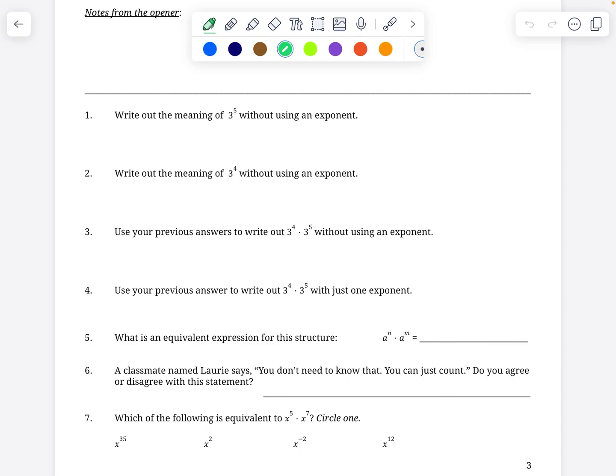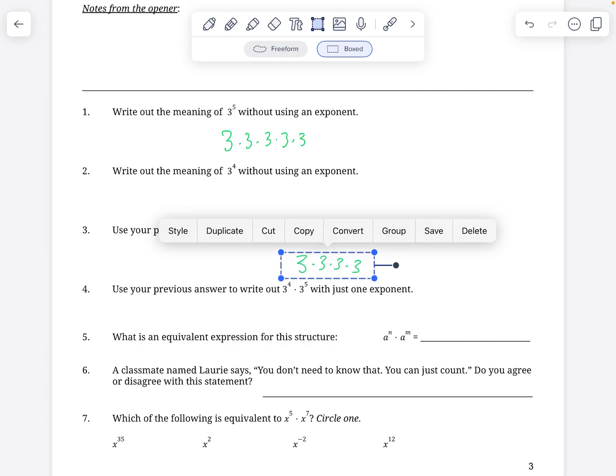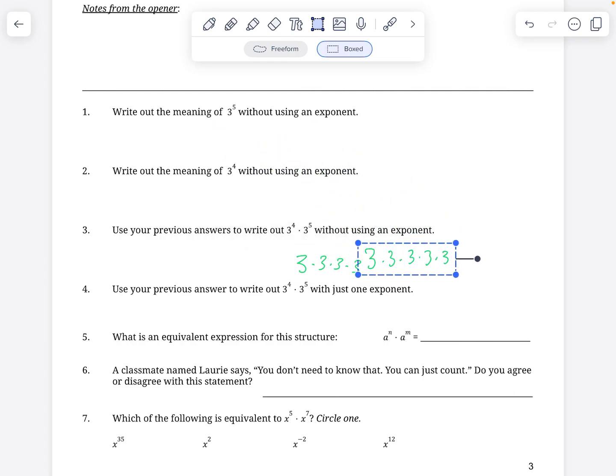Cool. So I'm going to go through this quick, assuming that you already did some of this with your group, okay? So you guys know what 3 to the 5th means. It means you have 5 3s, all multiplied by each other. 3 to the 4th, same thing, except there's 4 of them. If you think about putting those next to each other, 3 to the 4th times 3 to the 5th, how many 3s you got? You got 9 of them, okay?